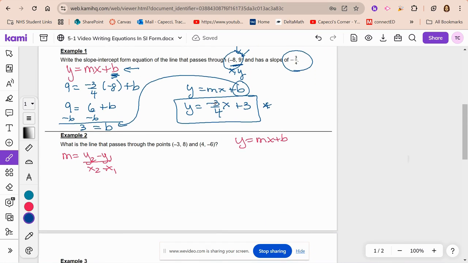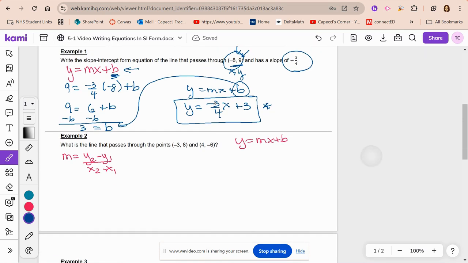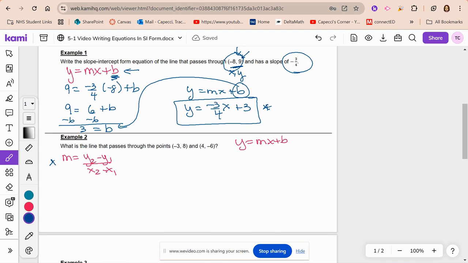All right, let's take a look at the next one. In our last example, we were given the slope. In this example, we're not given the slope, so we have to find that first before we do anything. Here's our slope equation: m is equal to y2 minus y1 over x2 minus x1. Again, I like to label these. If it helps you, then you can do it. If you don't have to, you're good.